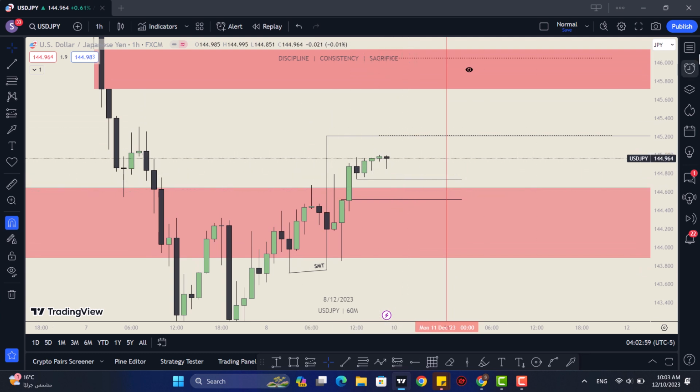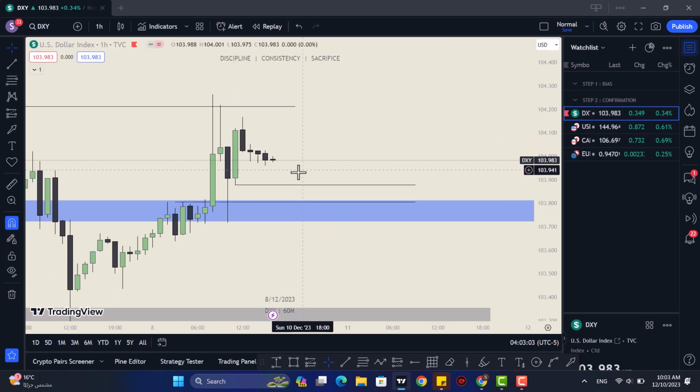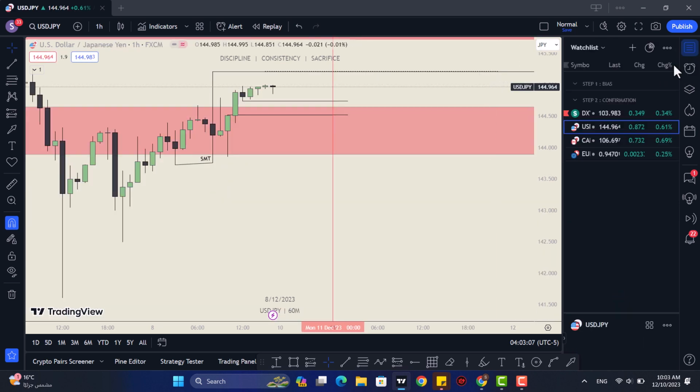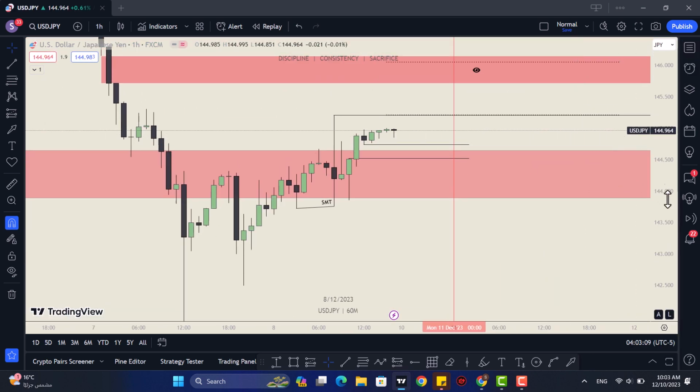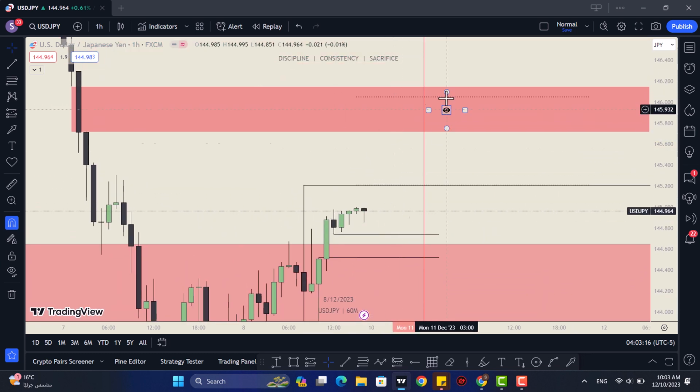Now, just like the Dixie, we are expecting a move to this 4-hour fair value gap and shoot price to the upside. This on the US dollar against the Japanese yen, it is consistent, right? So we have this fair value gap right here, and then we have this draw on liquidity.